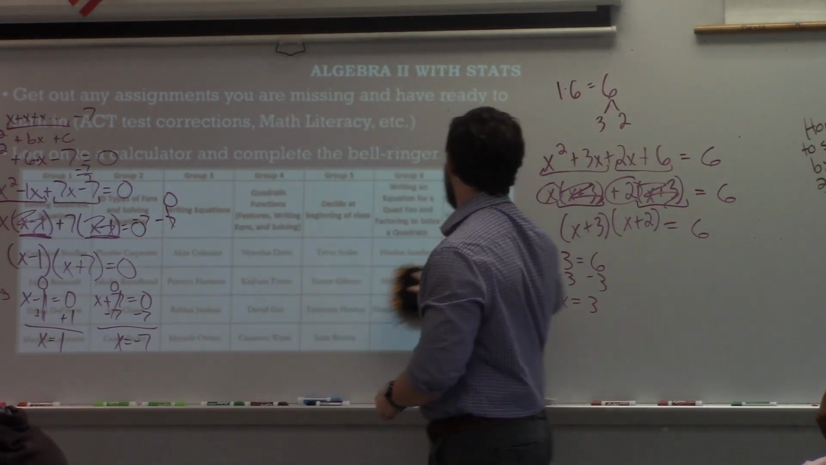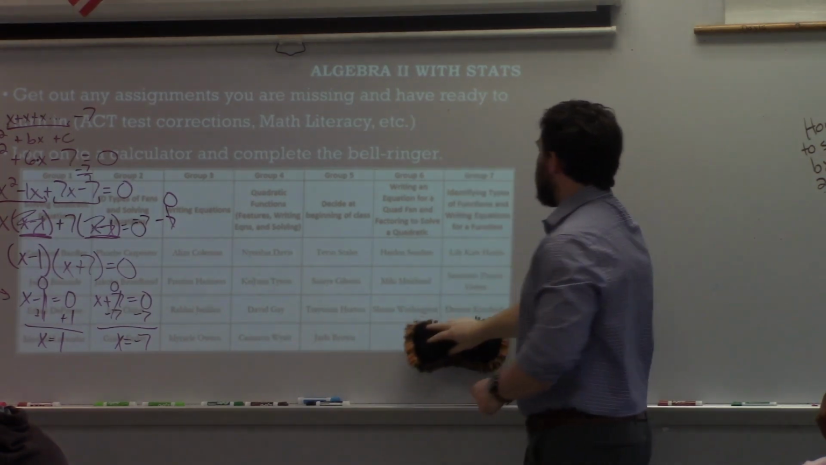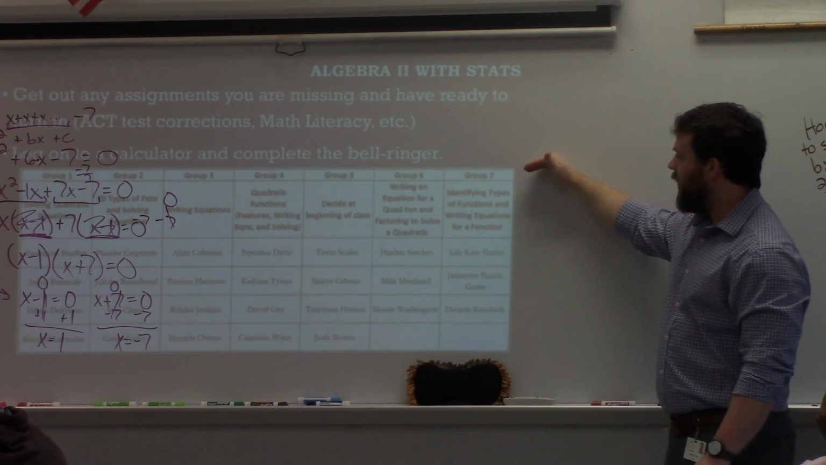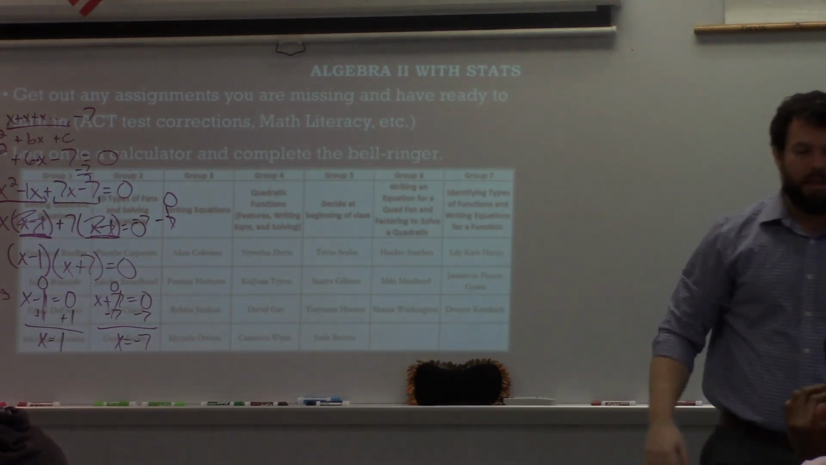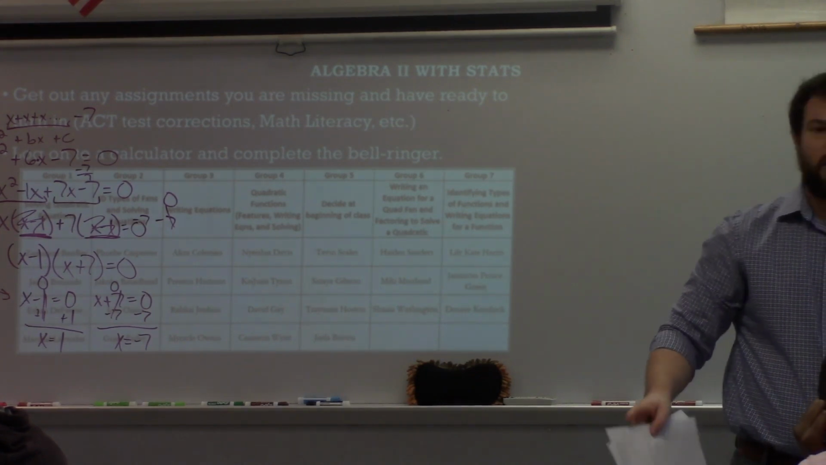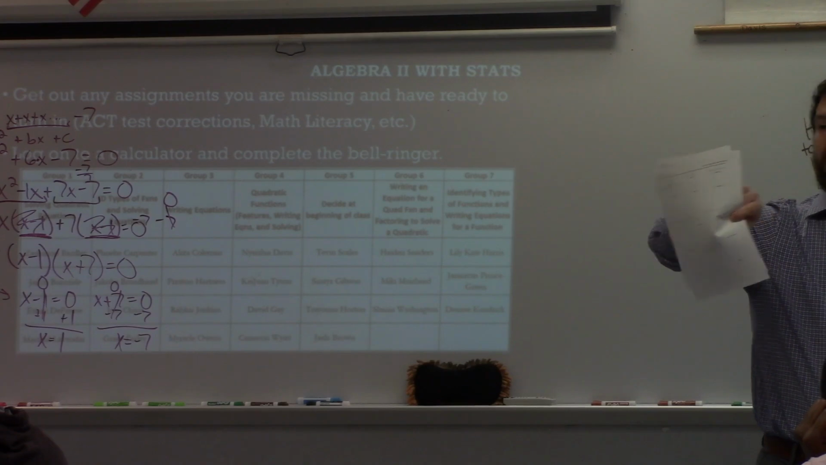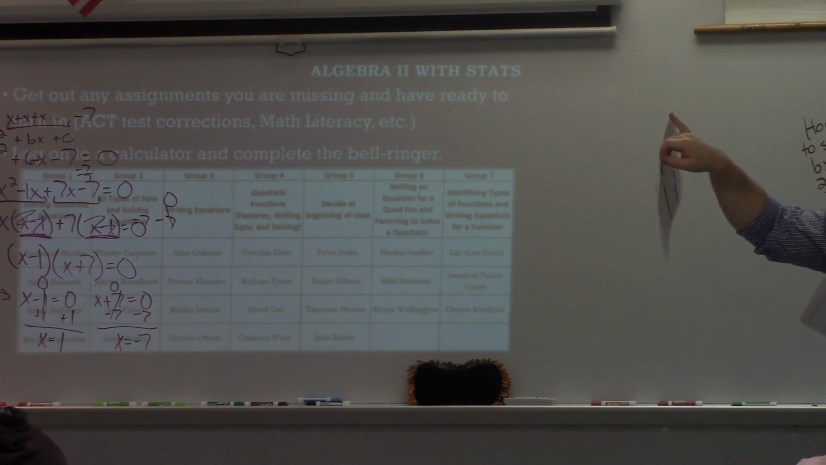And yes, some of it, guys, is not perfect because I had to work everyone into different groups. But group 7, identifying types of functions and writing equations for a function. If you notice, guys, I passed out a couple of sheets, and I have a copy of them for everyone. If you want to work on identifying types of functions and writing equations for a function, first off, did you find that on the test?